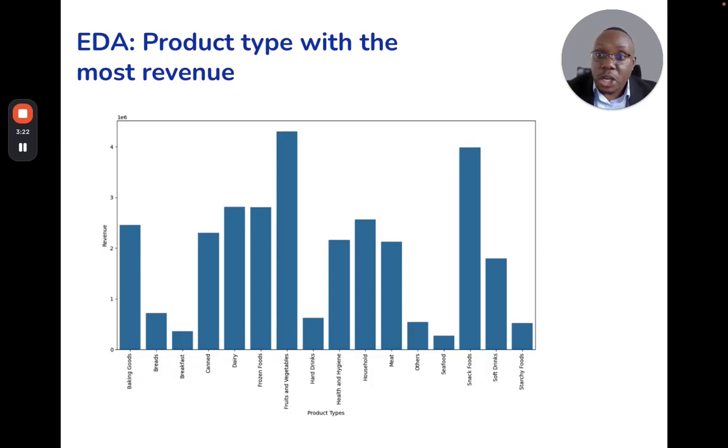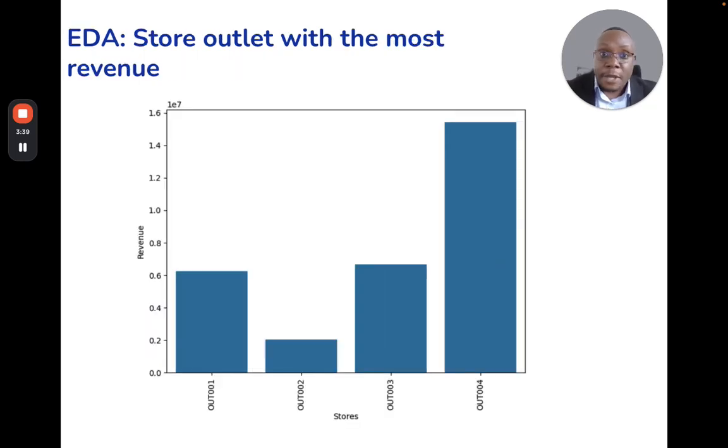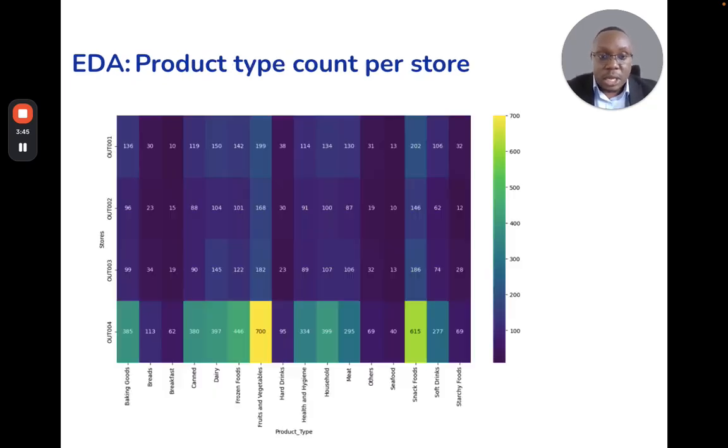So quickly, we did some exploratory data analysis and found that fruits and vegetables and snack foods are the most purchased items. They bring in the most revenue across all stores. Also found that outlet number 4 has the most revenue, the most sales.